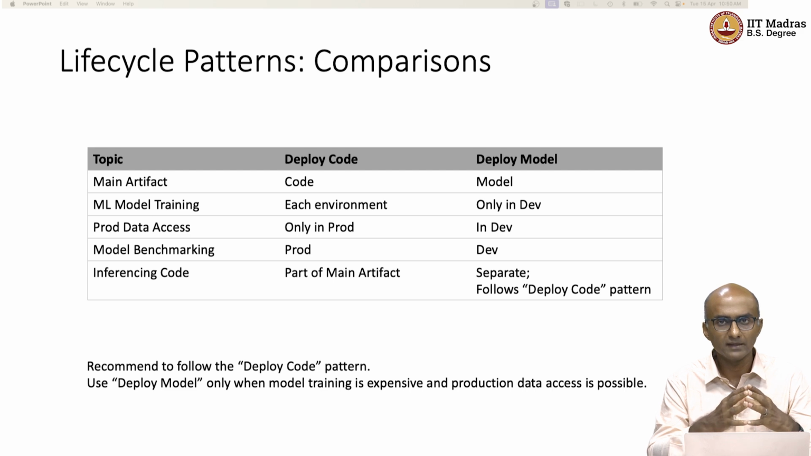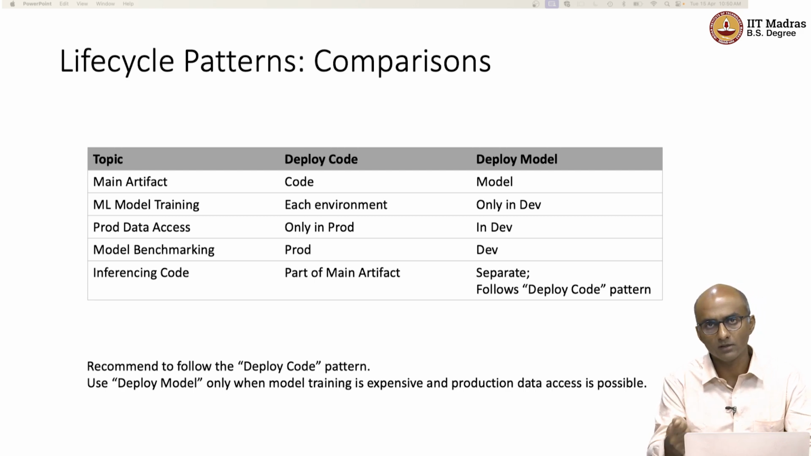Now, in the deploy code lifecycle pattern, it's part and parcel of the code. So nothing special about it. It's part of the main artifact that's getting produced or certified. Whereas in the deploy model lifecycle pattern, the inferencing code will need to be run in production, right?